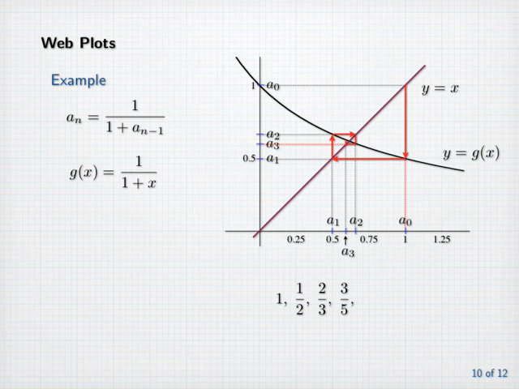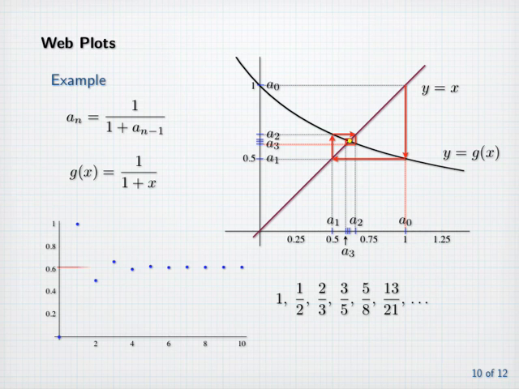Now we continue this process, drawing vertical segments to the graph of g, followed by horizontal segments over to the graph of y equals x, and it becomes clear that we're constructing a path that is spiraling around the point of intersection of these two graphs, in a sense, and getting closer and closer to that point of intersection. Here's the ordinary graph of the first 10 terms of this sequence. The spiral nature of the web plot corresponds exactly to the zigzag nature of the ordinary plot.